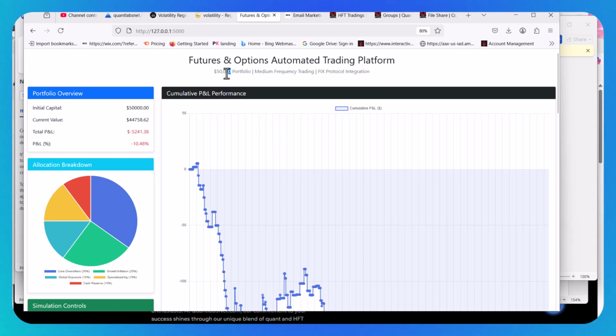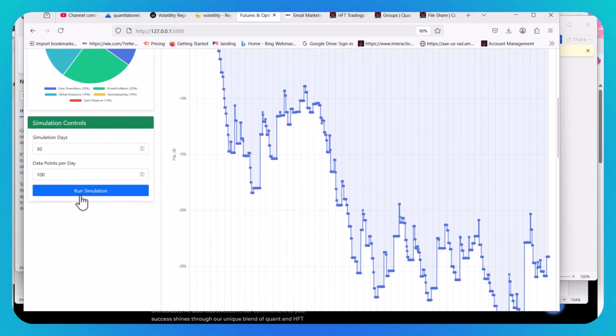But again, if we were to mock a $50,000 portfolio using medium frequency, now this is in Python, and we're using medium frequency, so there's no high frequency here. And the other thing I put in, just for demonstration purposes on the coding front, was the FIX protocol integration. So that kind of complicated the code generation. Anyways, the important thing here is we can do a 30-day simulation.